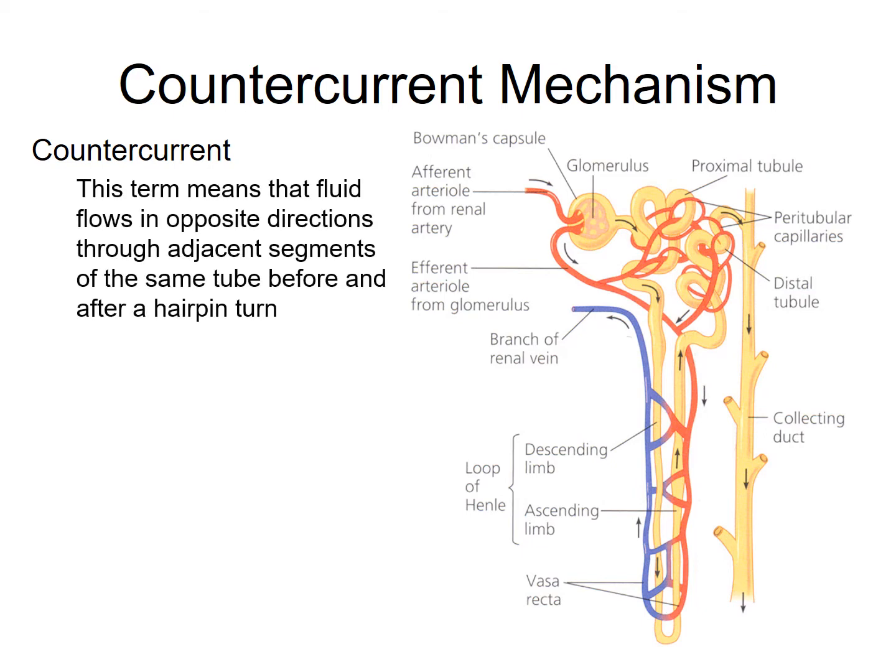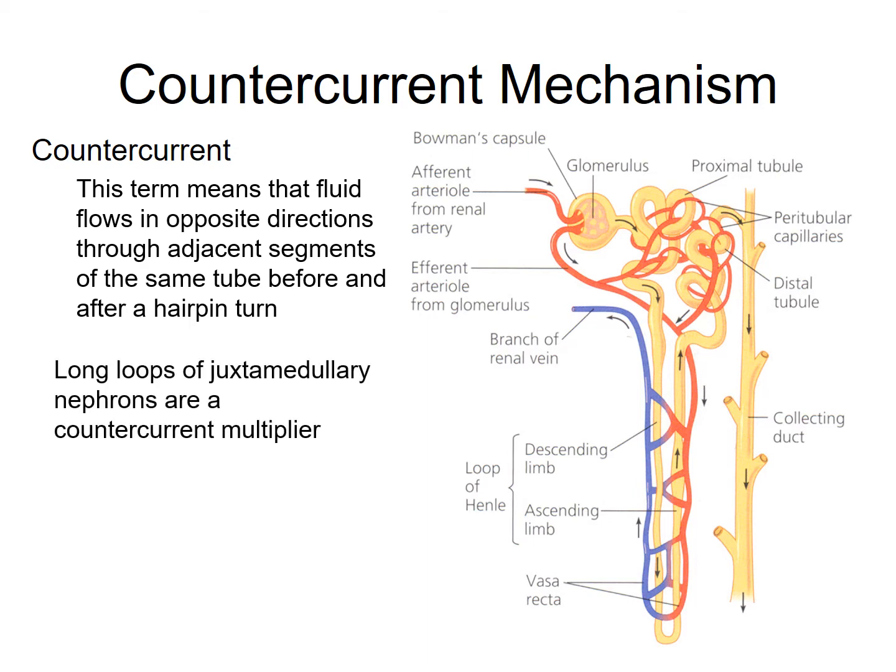So you're going to see this means that fluid flows in opposite directions through adjacent segments of the same tube, both before and after a hairpin turn. And this is going to happen in two different places around juxtamedullary nephrons. So one is the loops of Henle. These are a countercurrent multiplier.